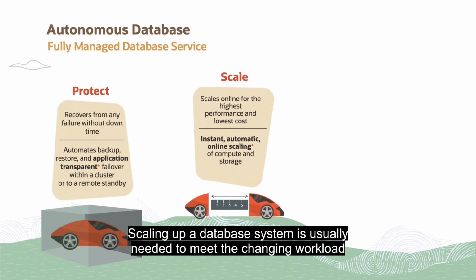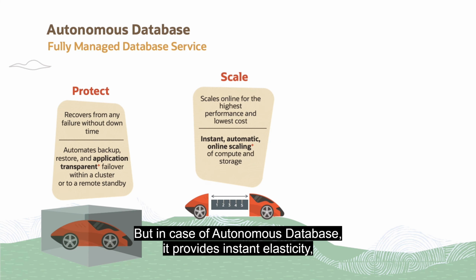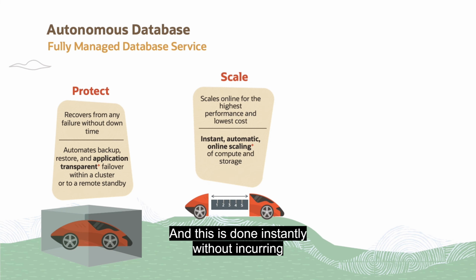Scaling of a database system is usually needed to meet the changing workload requirements. This can be dynamic or inferred from a capacity planning exercise, and usually a scaling operation requires downtime, but in the case of Autonomous Database, it provides instant elasticity. That is, you can increase your compute capacity when the demand rises and scale down when the demand falls. And this is done instantly without incurring any downtime of your database.